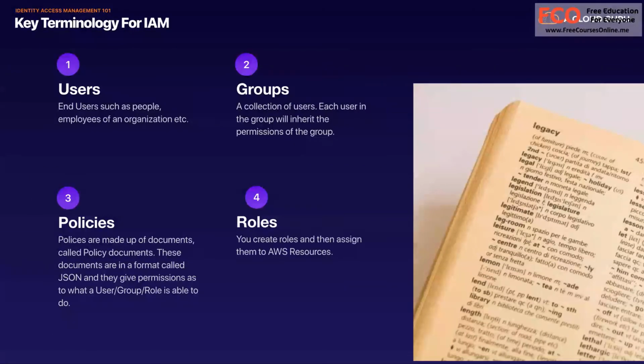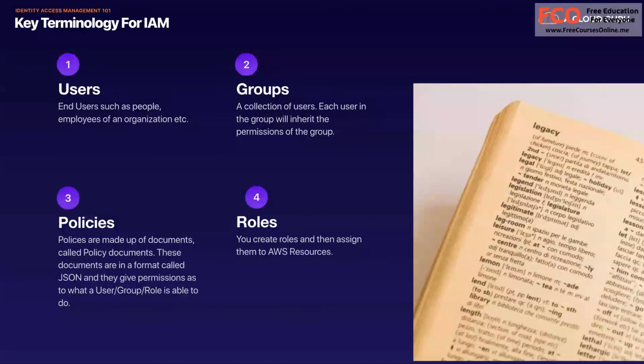So we're going to learn some key terminology for IAM, really 4 key terms that we need to learn. So one is users, and this is simply end users such as people, employees of an organization, etc. We then have groups. So this is a collection of users. So each user in the group will inherit the permissions of the group. So you might have a group that is able to access S3, and you might have another group that's able to access EC2. So long as that user is in that group, that user will inherit the permissions of the group.